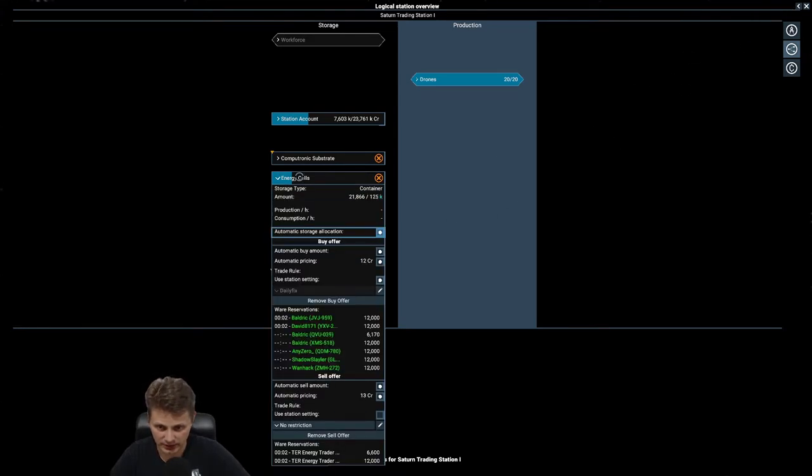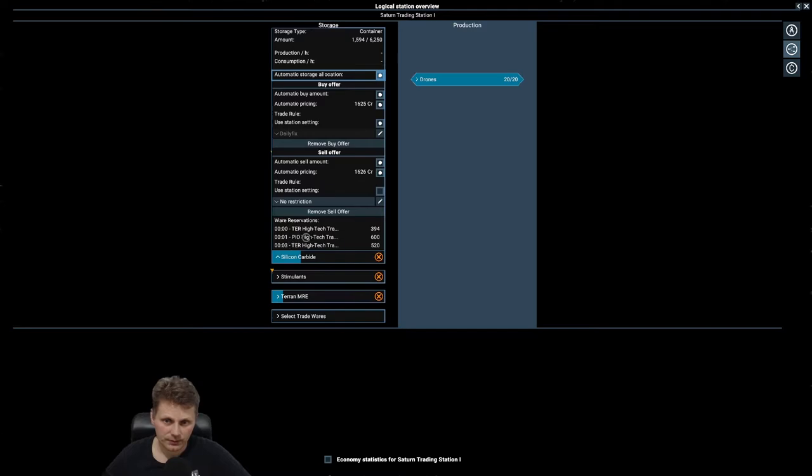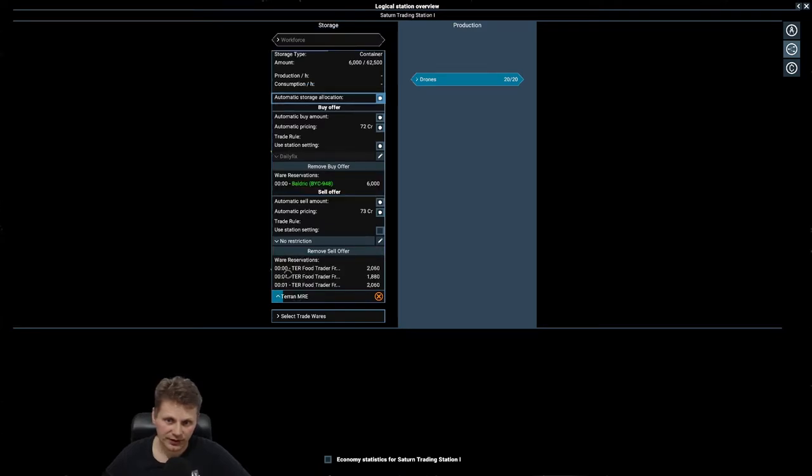Let's take a look. Anyone? Yeah, you can see these green ships, they're mine. These are my ships from my faction. And these white ones are Terran energy traders who are going to my station, buying stuff from me, giving me cash. Silicon carbide. Terran MREs, only my ship. So this is pure income.